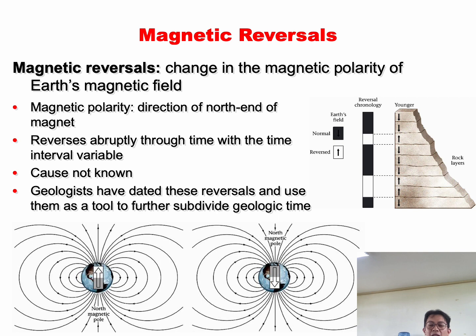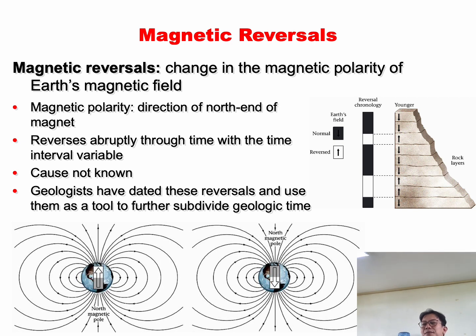So we have magnetic polarity, right? We have the north and the south. And it is a fact established by the scientists that it reverses. The magnetic field of our Earth reverses abruptly through time with a variable time interval. So meaning, our magnetic field reverses. Sometimes our field shifts, and the direction becomes positive, north and south.